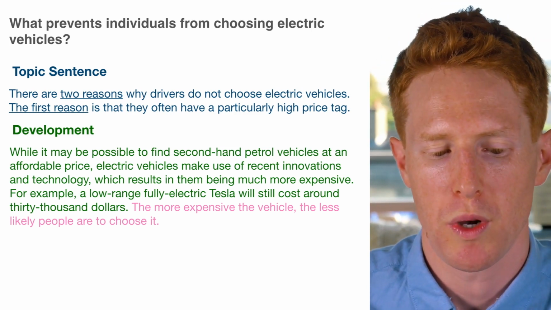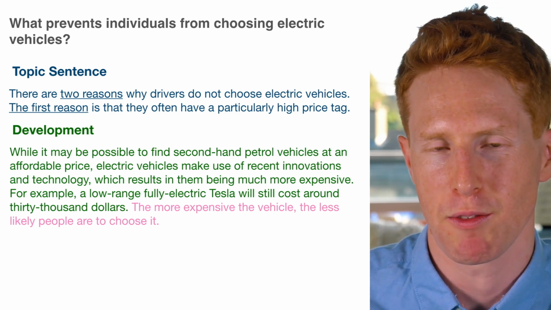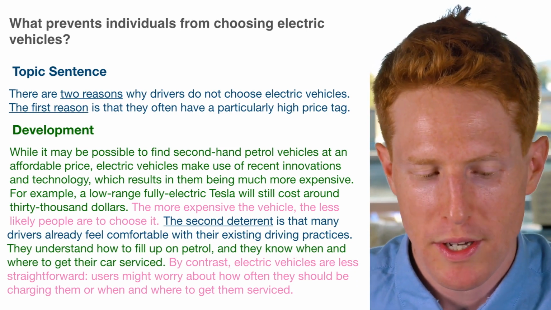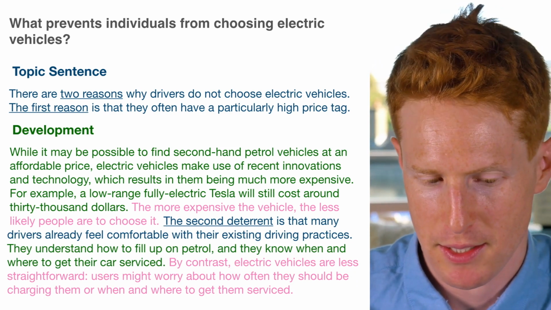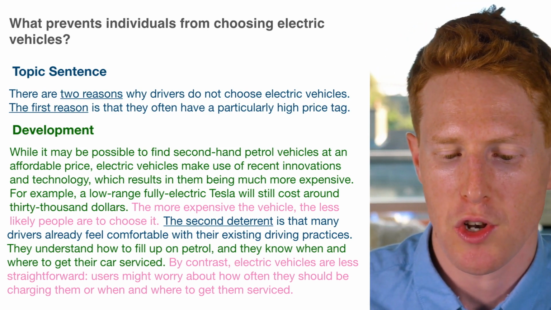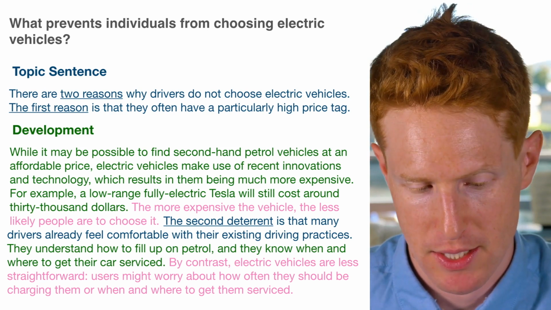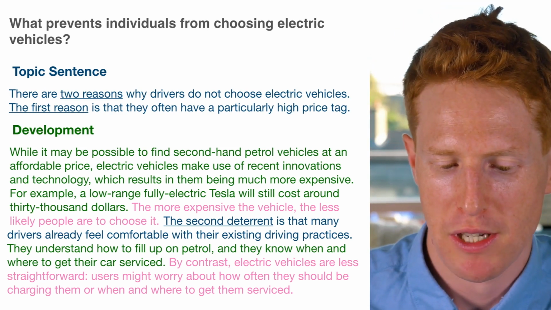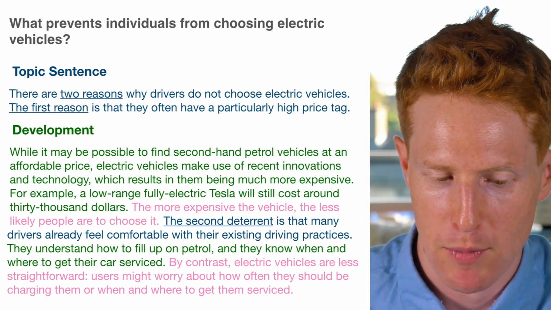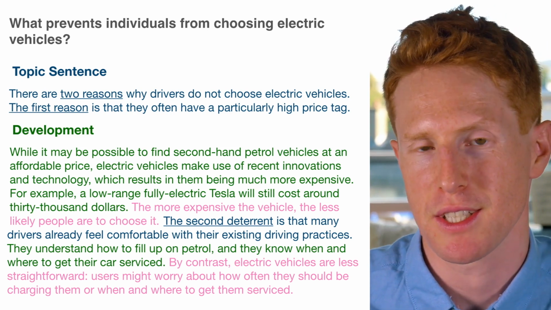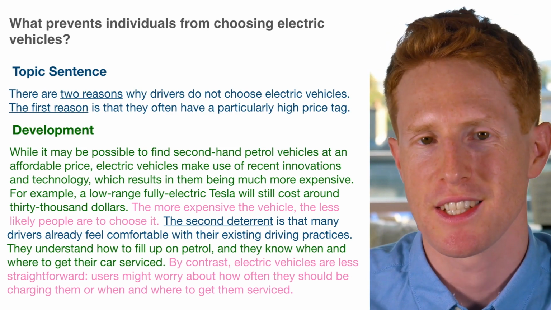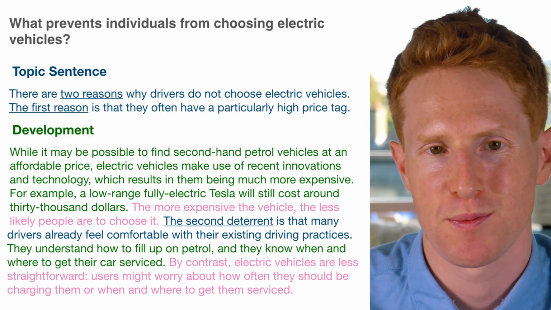And then afterwards, we're going to introduce the second idea of the paragraph. The second deterrent is that many drivers already feel comfortable with their existing driving practices. They understand how to fill up on petrol, and they know when and where to get their car serviced. By contrast, electric vehicles are less straightforward. Users might worry about how often they should be charging them, or when and where to get them serviced. So in this example, I've shown you how to put two ideas into one paragraph.